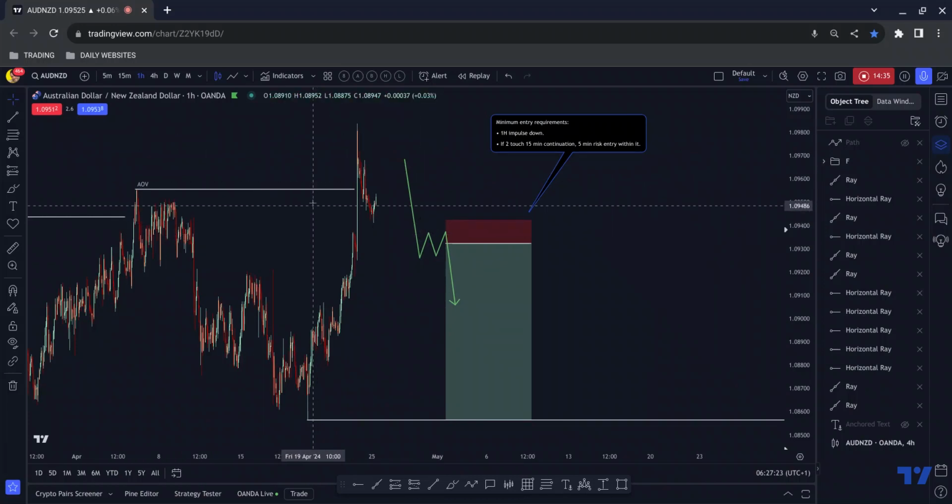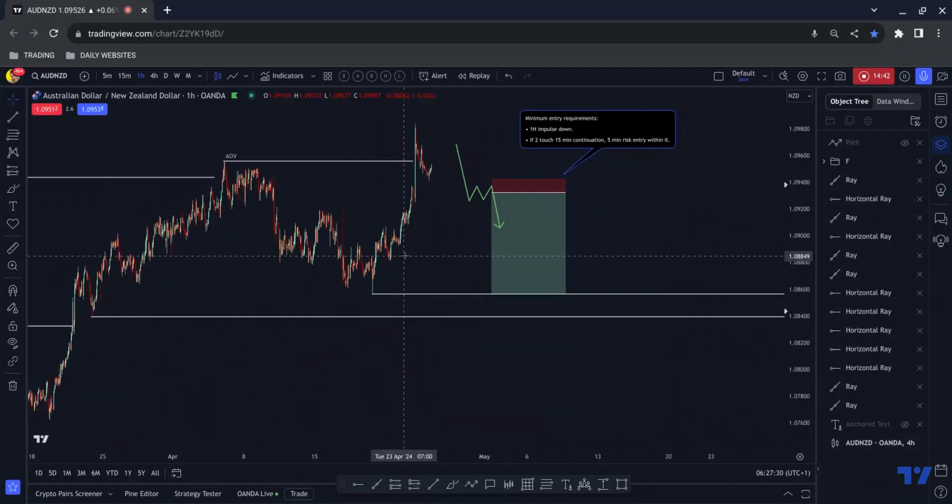So that's just a bit of a hedge. I'm not necessarily anticipating this one to shape up, but it's just a little bit of a hedge play. So that's what I'm going to be looking for, folks.